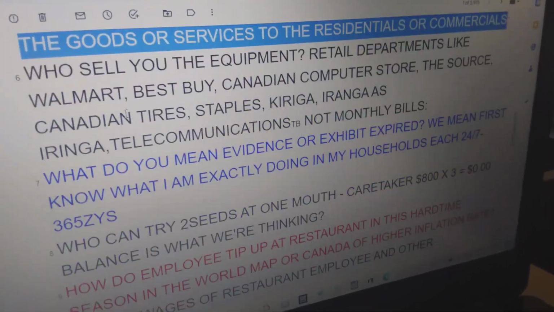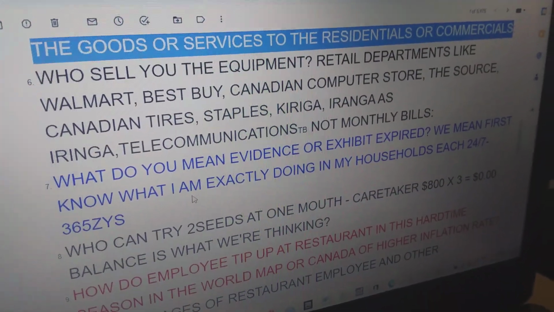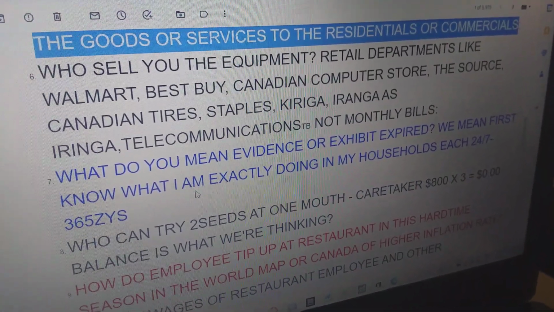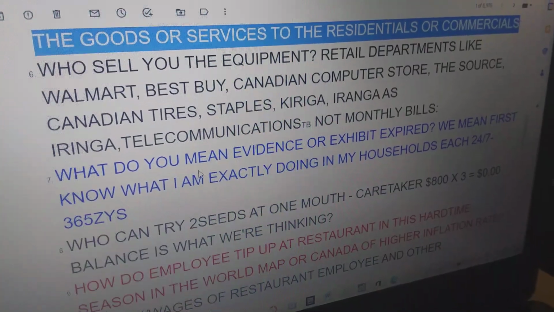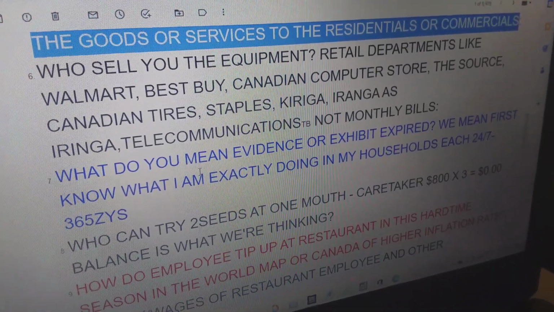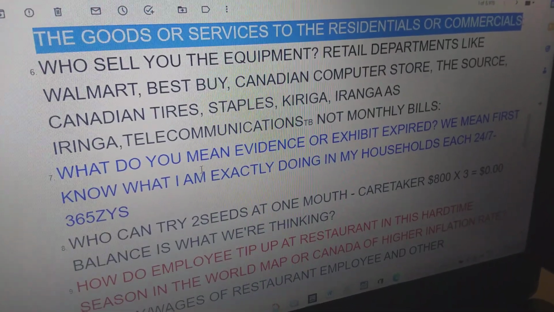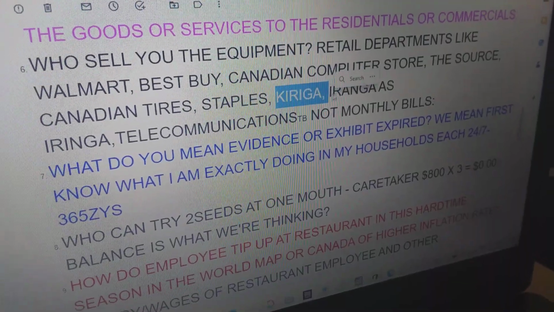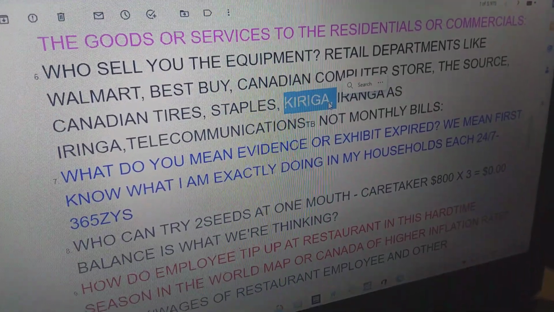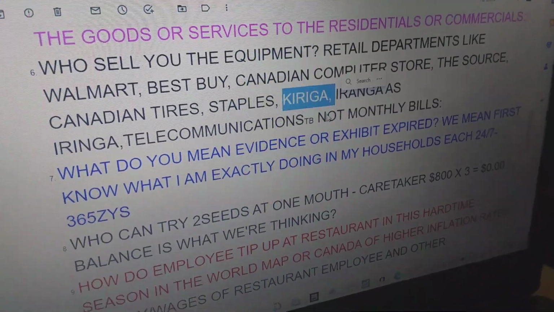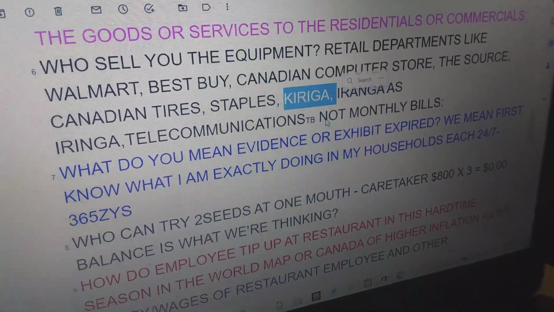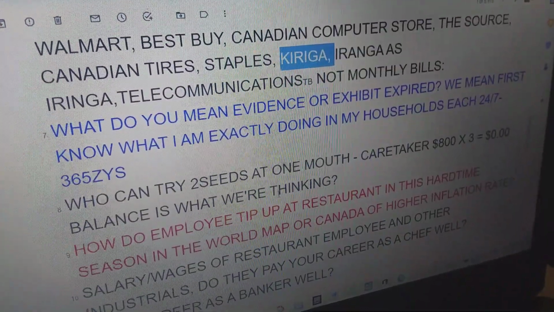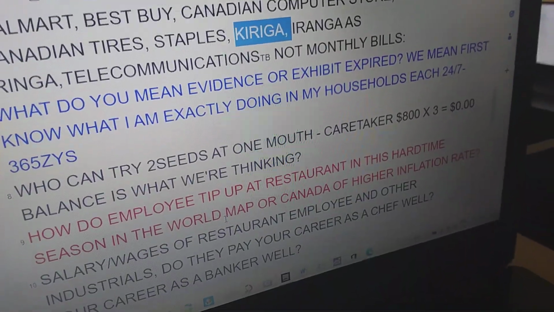Okay, so let's leave that one. And then who sells you this equipment? Of course, retail departments like Walmart, Best Buy, Canadian computers stores, Canadian Tire, Staples, Krieger, which is very new, which is us here, the Kriegers, or the Iringa, the telecommunications, the TB, which stands for telecommunication no monthly bills. Okay, and then what do you mean evident or exhibit expired?